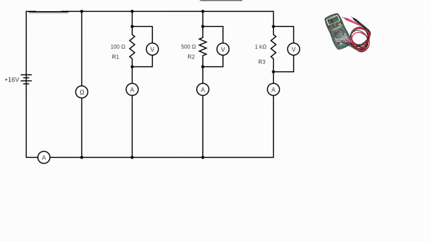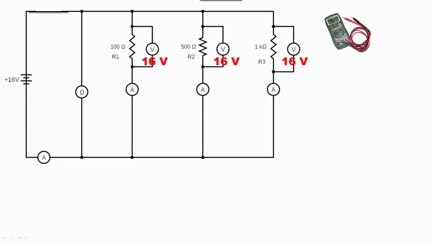Now let's take the same components, but this time arrange them in a parallel circuit. Let's take some voltage readings using a voltmeter. Using a voltmeter across R1, we measure 16 volts. Across R2, we measure 16 volts. Across R3, we measure 16 volts. So we see that the voltage across each resistor is the same as the source voltage.